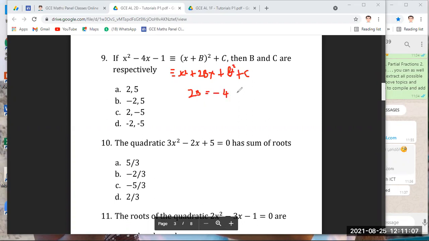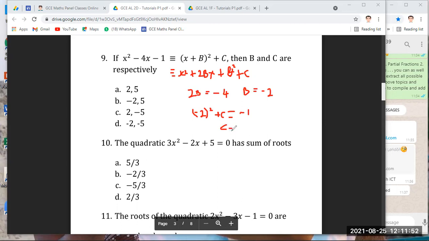And what will be the value of b? b will be equal to -2. Lina, is this okay? Yes. And now this b squared plus c should be equal to -1. Since b is -2, you have -2 squared plus c equals -1. So what will be the value of our c? c will be equal to -1 minus 4, which is -5.